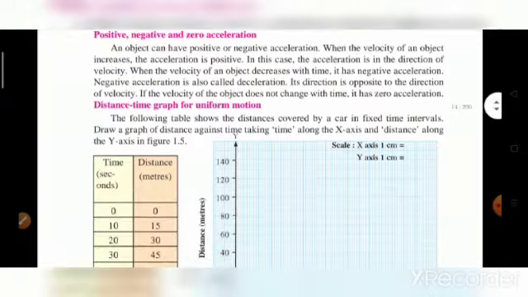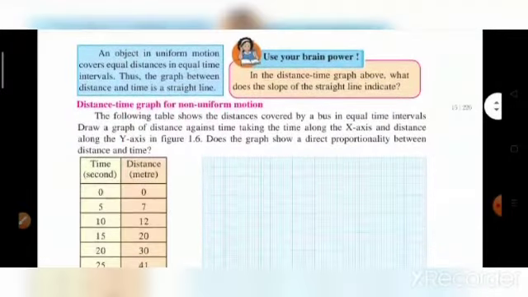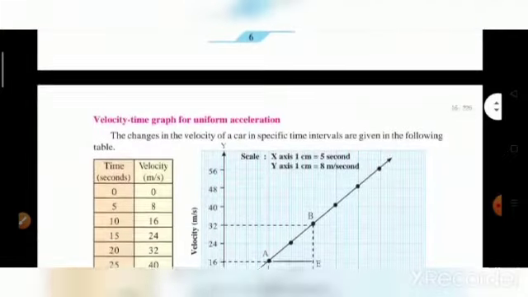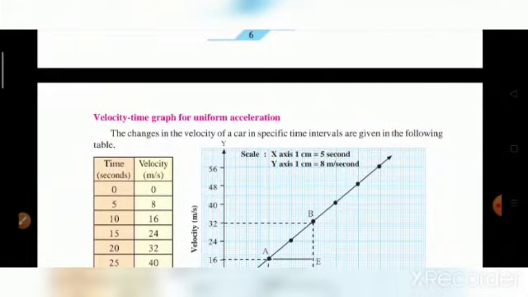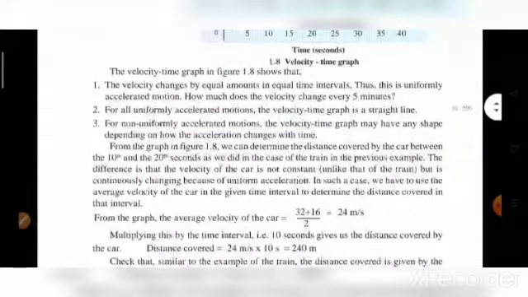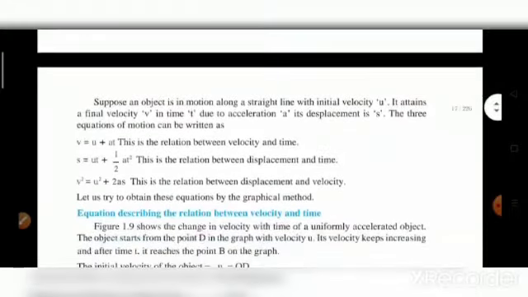And then we had seen the distance-time graph for uniform motion, and the distance-time graph for non-uniform motion as well, and the velocity-time graph for uniform acceleration. We had seen and solved even this when we studied the chapter in full. Equations of motion using the graphical method, we have derived them.